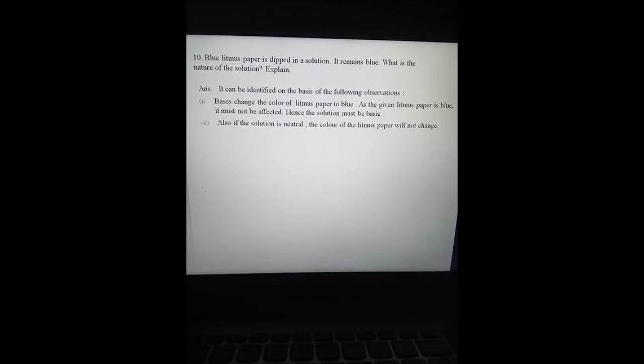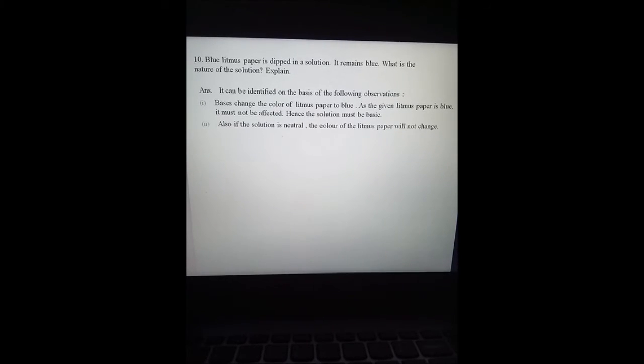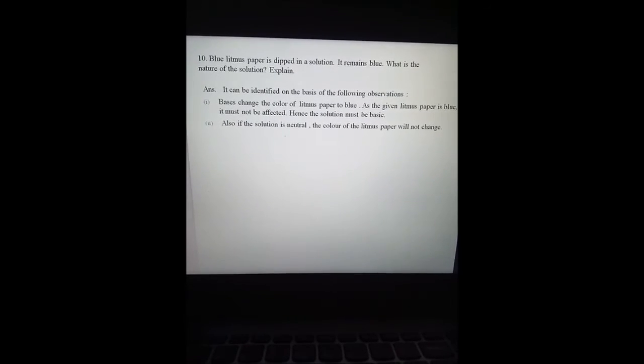Also, it can be a neutral solution because neutral compounds also do not react or change color when litmus paper is used.